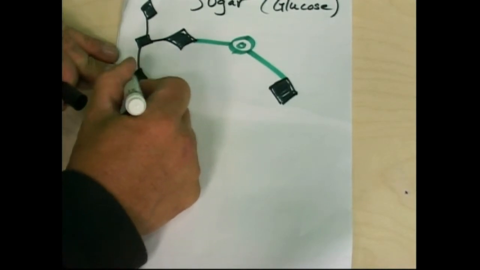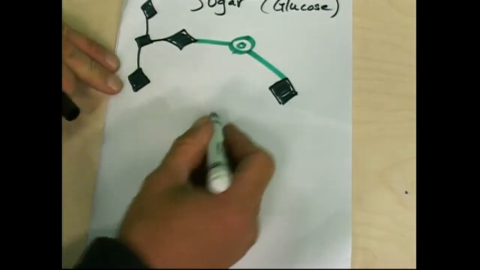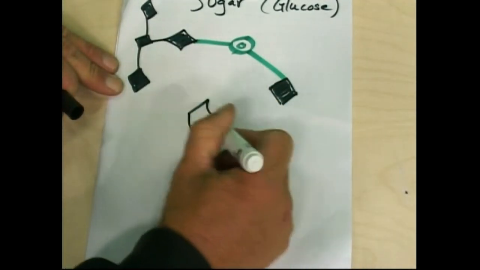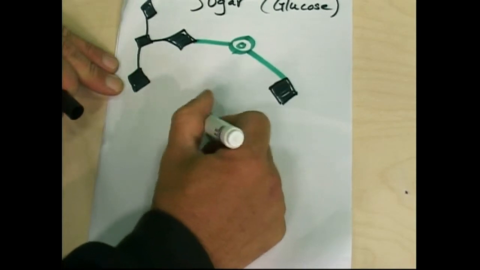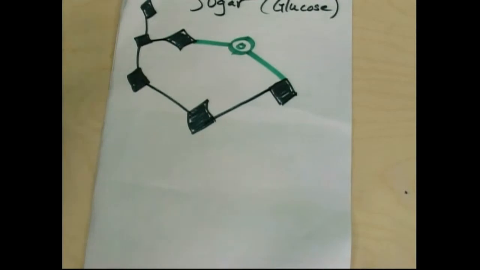It's a 6-membered ring with 5 carbons. So we got 1, 2, 3, 4 carbons. So there's probably just one more carbon in there. Connect them. This is glucose in a ring structure.